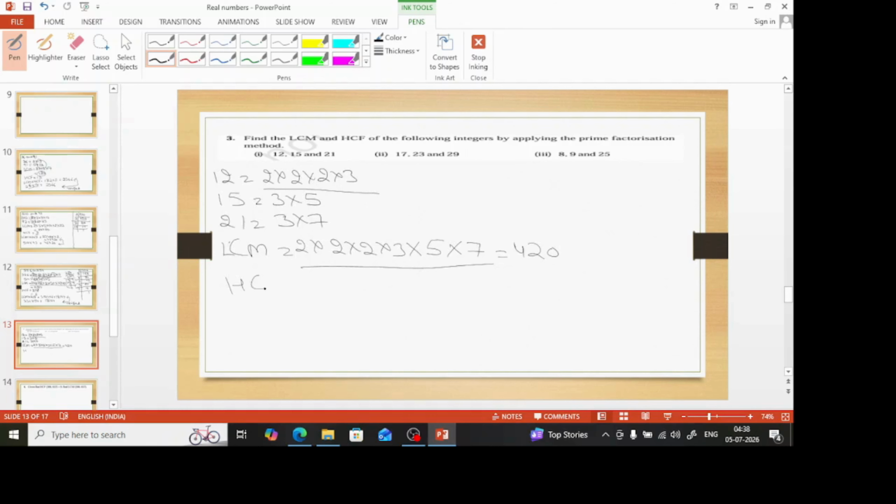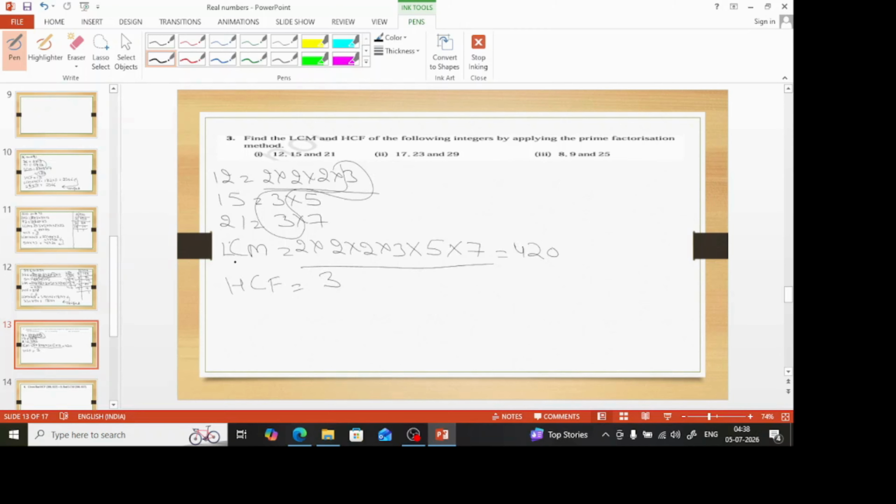Now HCF. How will we calculate the HCF? We will see the number which is common in all of these numbers. I think this is 3 only. So HCF is 3. In this question, LCM is 420 and HCF is 3.